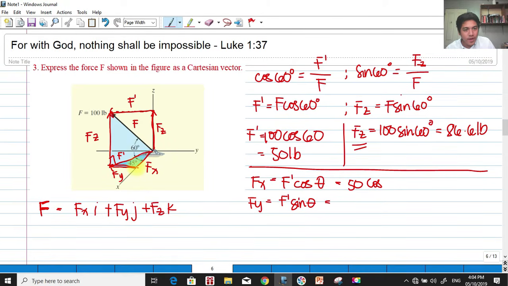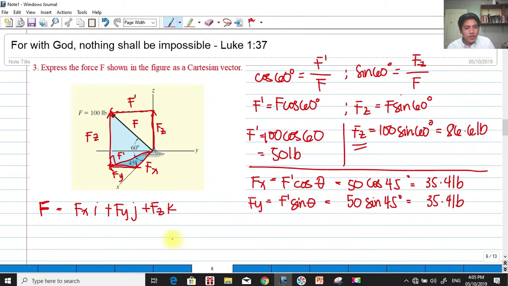So this is our Fx, this is our Fy in this direction. So, F prime cosine of 45. This is 50 cosine of 45 degrees. So, what will happen here? If we are going to have 50 cosine 45, that is 35.4 pounds, and 50 sine 45 is equivalent to the same 35.4 pounds.